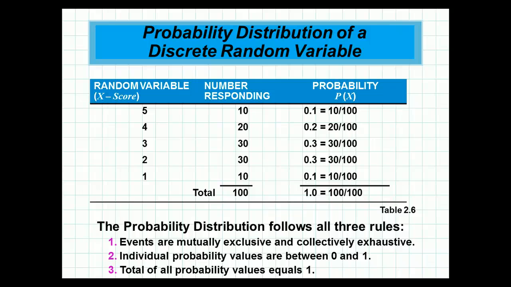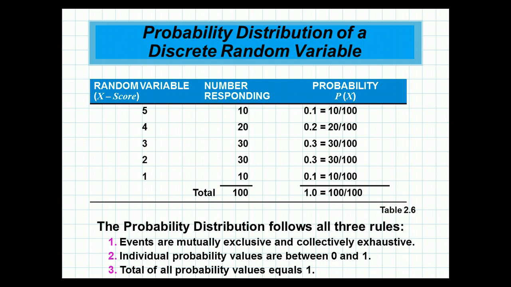When we look at probability distribution, we're saying that all events are going to be mutually exclusive and collectively exhaustive. So only one of the outcomes can happen per trial. And the total of the probabilities includes every possible event. So each probability is going to have a value between 0 and 1, and the total probabilities will equal 1. So what we've got here is an example where we have 100 people responding, and we have a count of how many people responded to each answer.